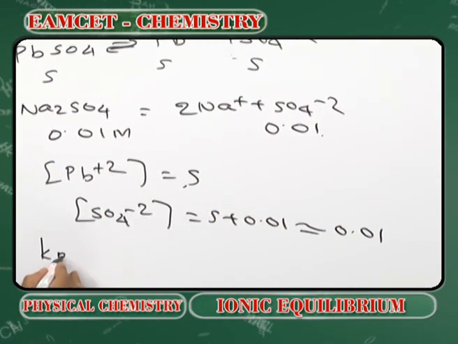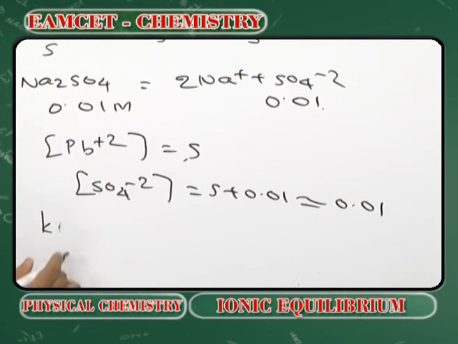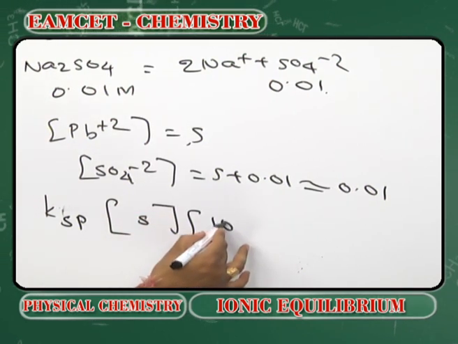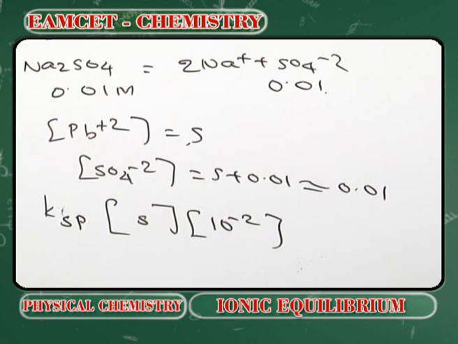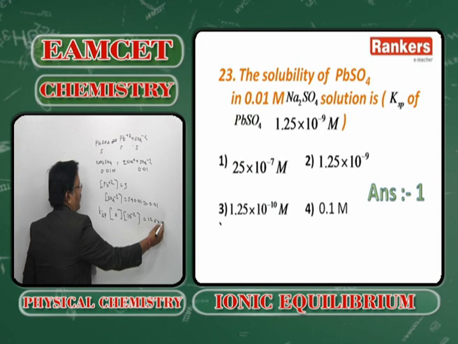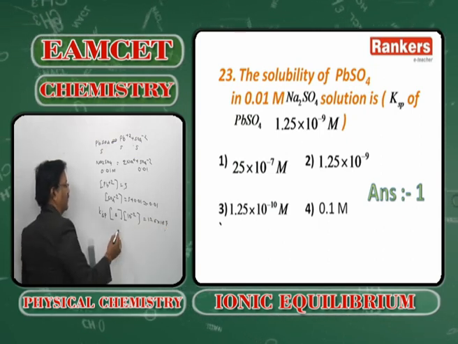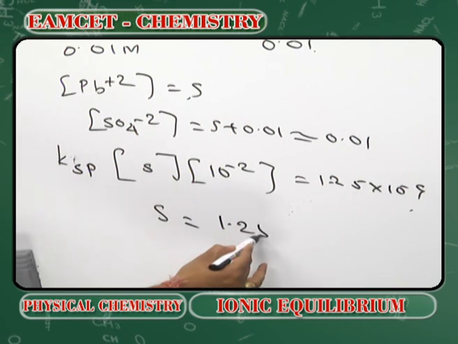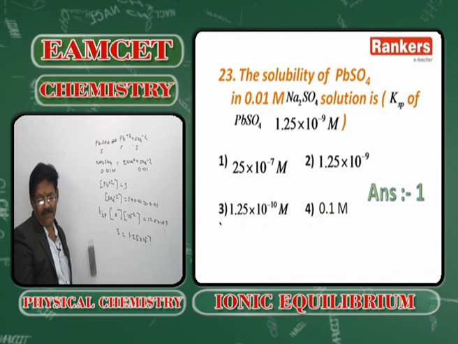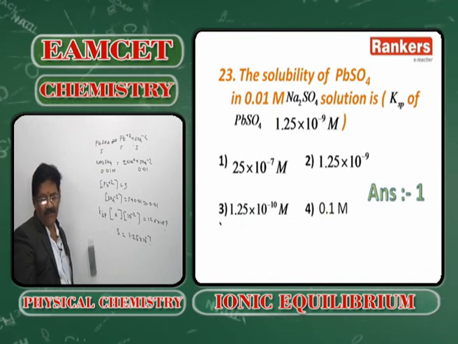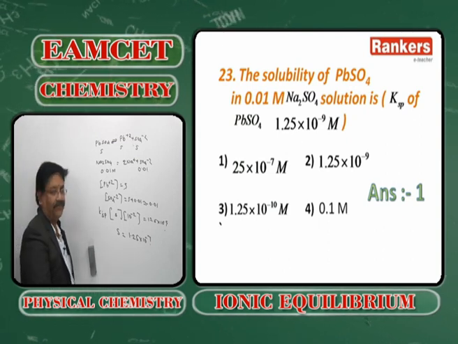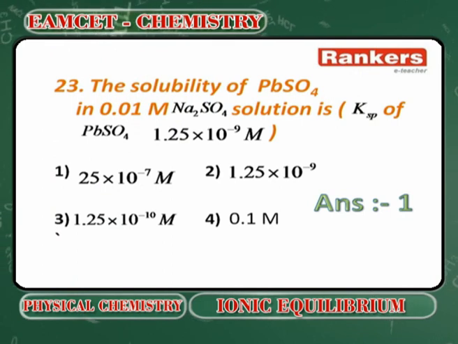Now Ksp of lead sulfate is equal to S into 10 to the power of minus 2, which is equal to 1.25 into 10 to the power of minus 9. So S will be equal to 1.25 into 10 to the power of minus 7. Option 1 is wrongly printed. Next.